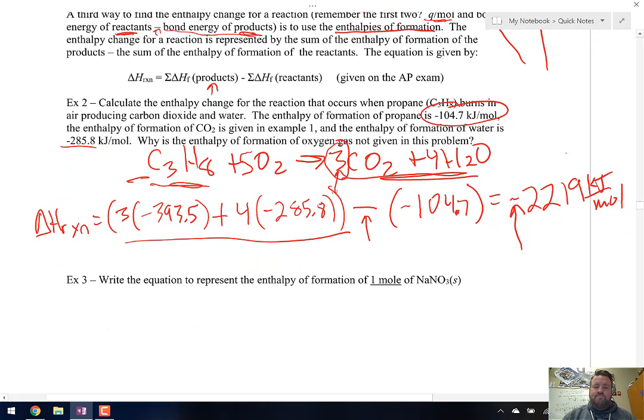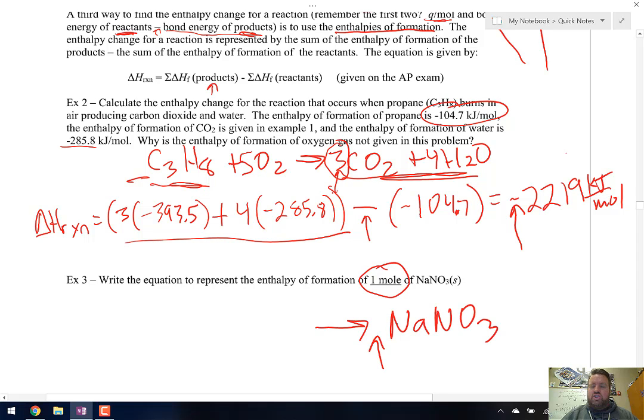Okay? All right, example number 3 says write the equation to represent the enthalpy of formation of 1 mole of NaNO3. And that 1 mole means that when you produce NaNO3, you can only have a 1 right here.